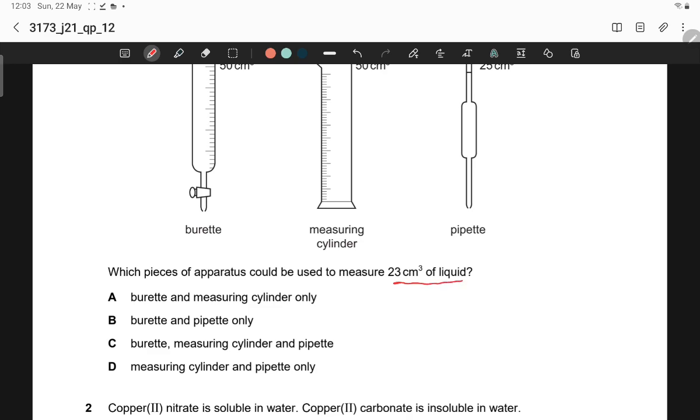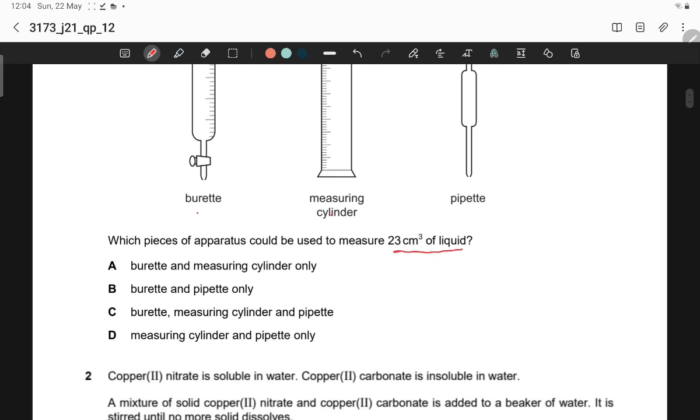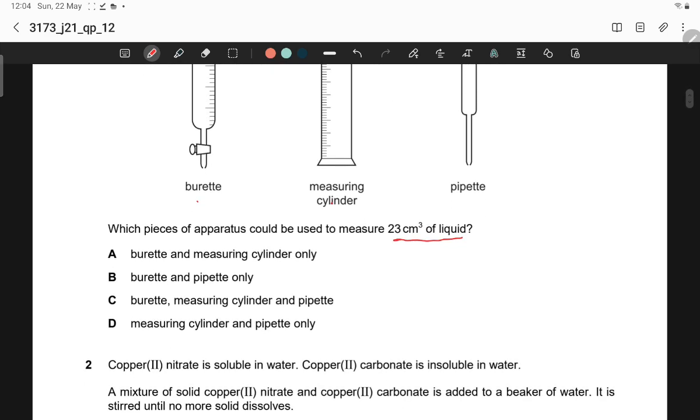23 cm³ of liquid is not measured with the pipette because it measures exactly 25 cm³ of the liquid. The burette and measuring cylinder, these two apparatus, can measure 23 cm³ of liquid. So a burette and measuring cylinder must be correct.